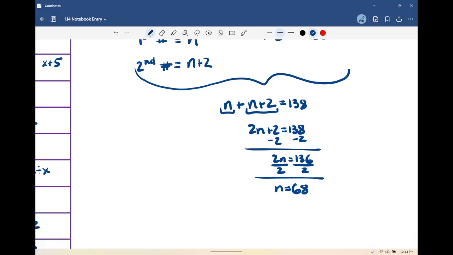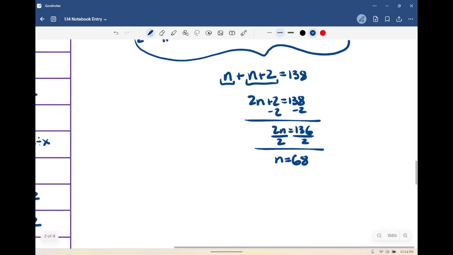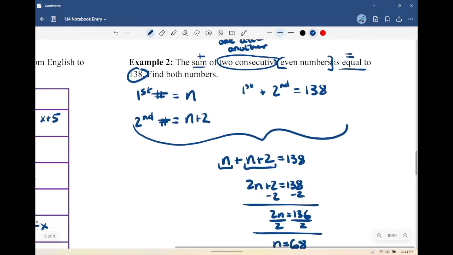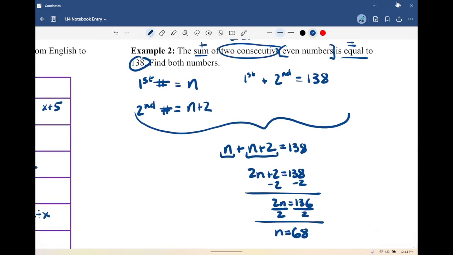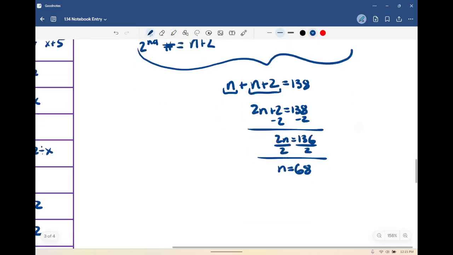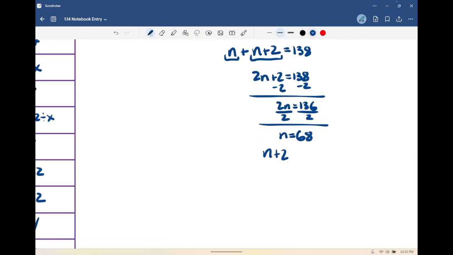Awesome. Have I answered the question? No. What else do I need to find, Tay? Both numbers. And so I know that n is equal to 68. Again, this is coming from up here, right? It says find both numbers. N is 68, which means that n plus 2, don't overthink it, is what? If n is 68, n plus 2 is 70.